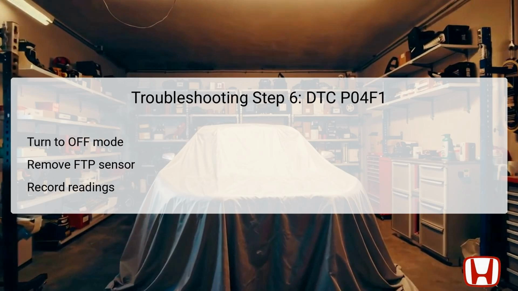In the sixth troubleshooting step for DTC P04F1, turn the vehicle to the off lock mode before proceeding to work on the fuel tank pressure (FTP) sensor. Carefully remove the FTP sensor while keeping its connector in place initially.